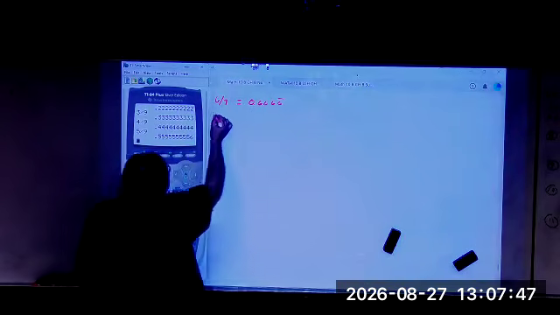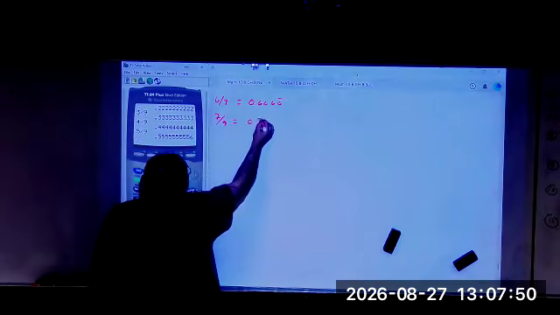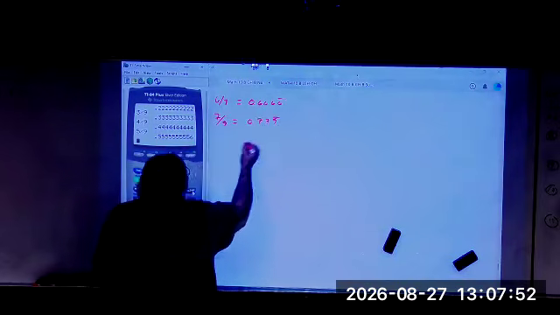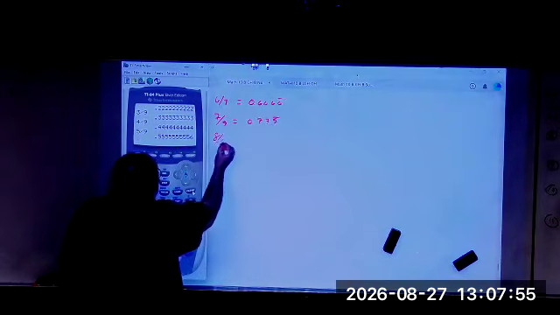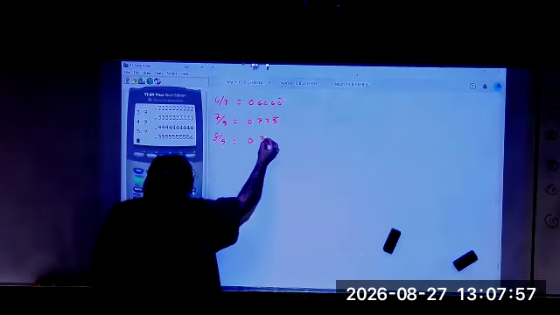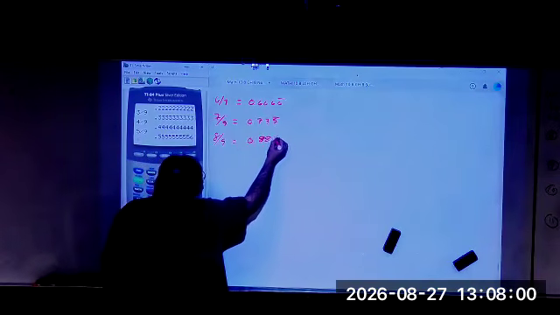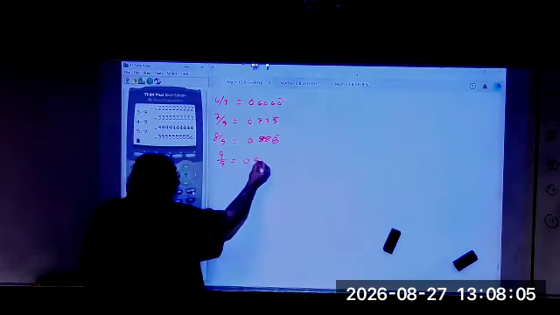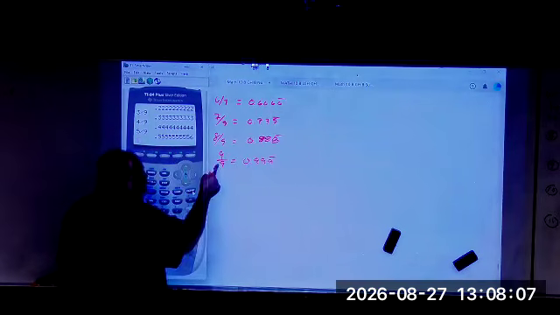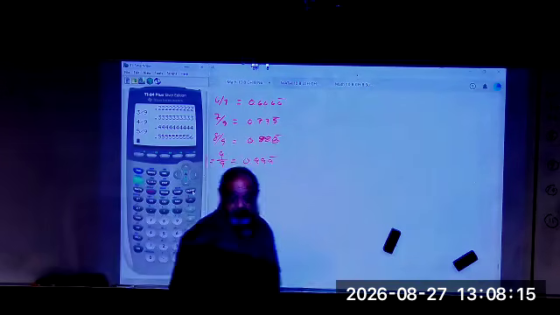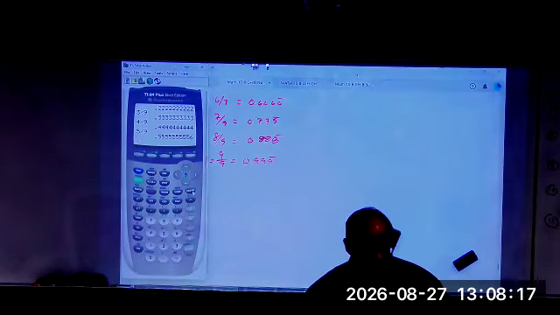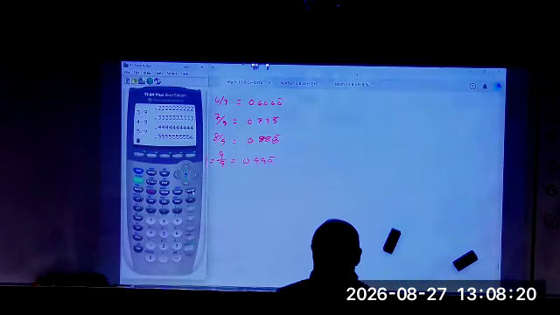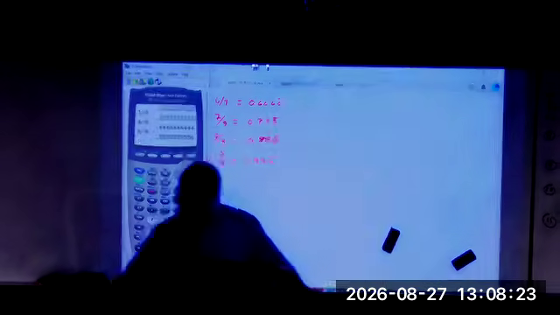0.6666 repeating. 7 divided by 9 is going to be 0.777 repeating. 8 divided by 9 is going to equal 0.88888 repeating. And then 9 divided by 9 is going to be 0.999 repeating. Well, what's 9 divided by 9? It's 1. Okay, it's not always triple. So we do this.